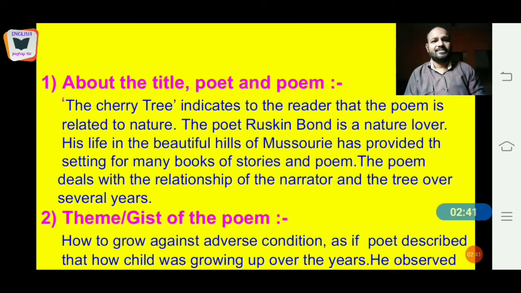And poet, who is the poet of the poem? You can write here, the poet Ruskin Bond is a nature lover. And why is he a nature lover? Because his life in the beautiful hills of Mussoorie has provided the setting for many books of stories and poems. In books of stories or poems, you will find the setting of nature by this poet. It means he loves nature.